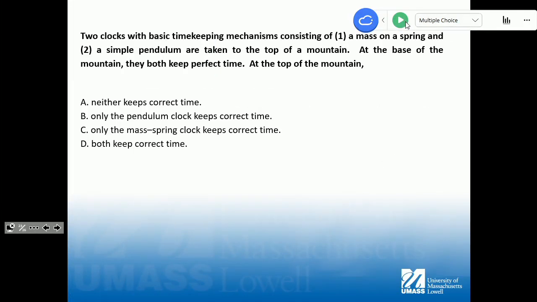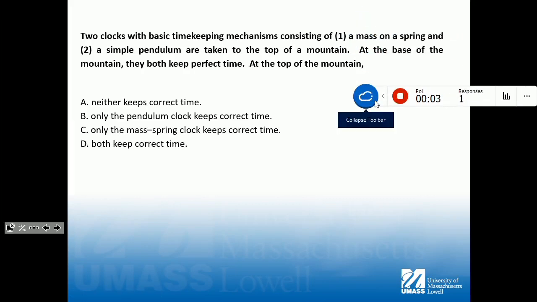I have 2 minutes, and that is the time in which you will answer a question that was on last year's final. Clocks use oscillations to keep time, right? One of the basic functions of oscillating systems is to measure time. So let's say I have a clock based on a mass spring system, and I have a clock based on a simple pendulum, like a grandfather clock, which I'm going to cart to the top of a very high mountain. If I take both these clocks to the top of the mountain, which one of them or both of them are going to keep correct time?